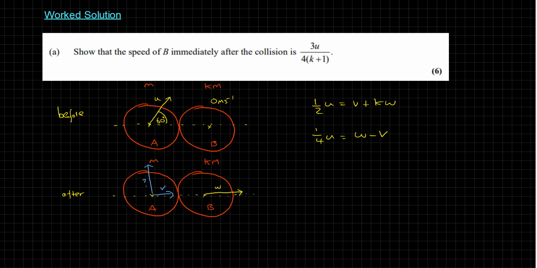In which case, the easiest thing is probably just to add the two equations together, because then the v's cancel out quite easily. A half plus a quarter, that's 3/4. And that's equal to, v plus minus v cancels, kw plus w gives me 1 plus k, times w. And that implies that w is equal to 3u all over 4 times (k plus 1). Okay, and we've answered part A.